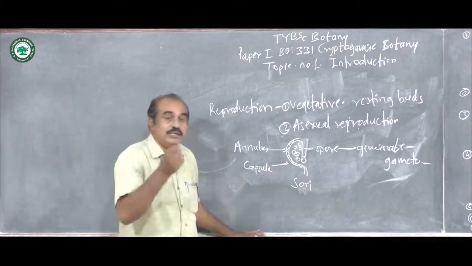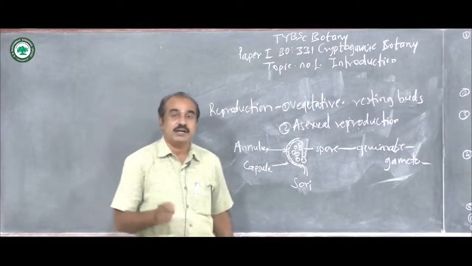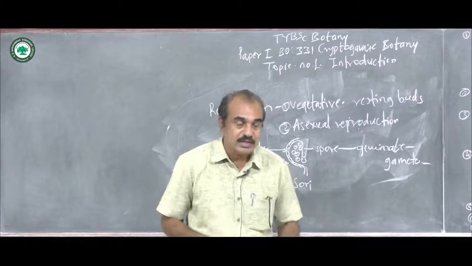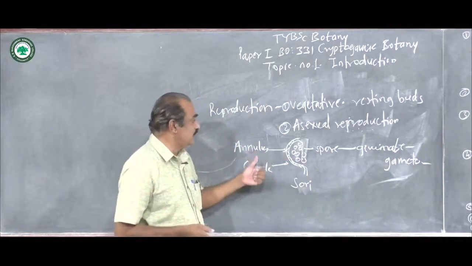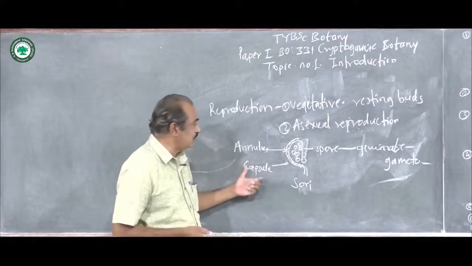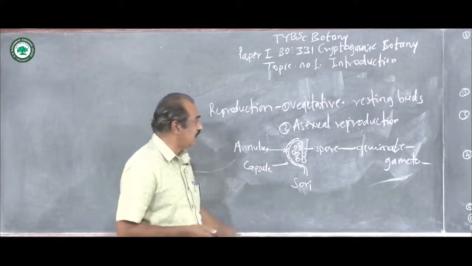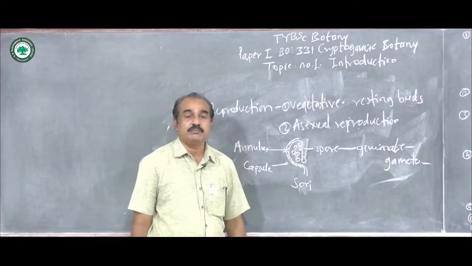For example, on the leaves there are a number of sori. They are arranged in a specific manner. So these are the sori. This is the TS of the sori, in which there is a covering which is called the capsule. It has a wall called the annulus, and inside this there are a very large number of spores.